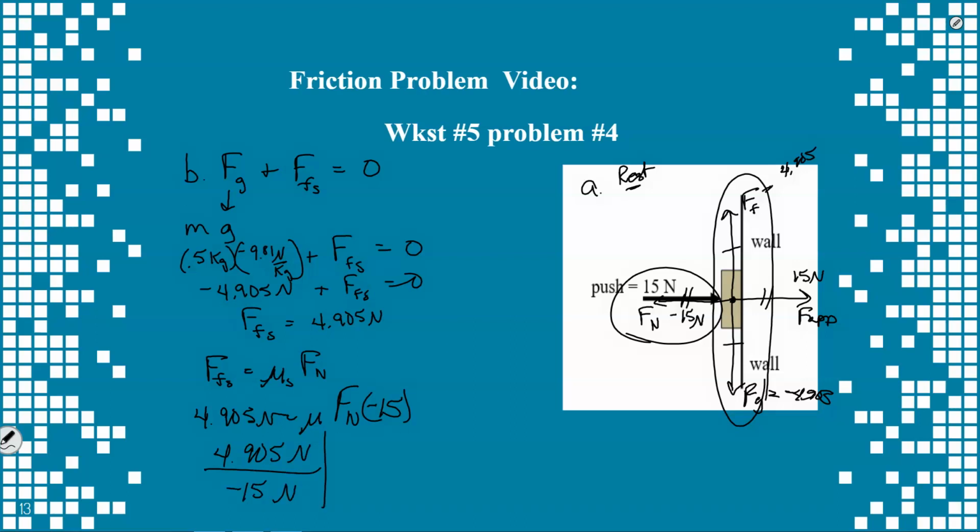So if we did our math, now we always do absolute value on mu, so this ends up being 0.33, and there are no units on mu. It's just what it is. And usually they use the simple mu equals 0.33. And that's just telling you the roughness of the surface.